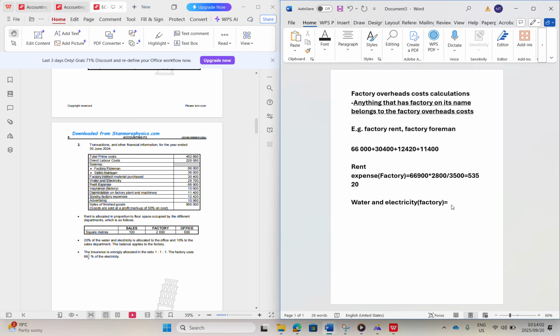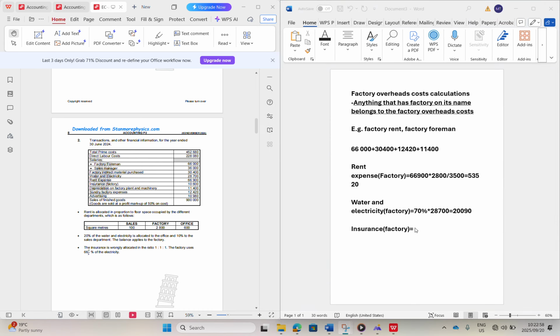So what's the balance? The balance is 70%. You just take 100 minus 20 minus 10. Then you take that 70% and multiply by the total water and electricity, which is 28,700. Then you get your answer, which is 20,090. This is your water and electricity for the factory.